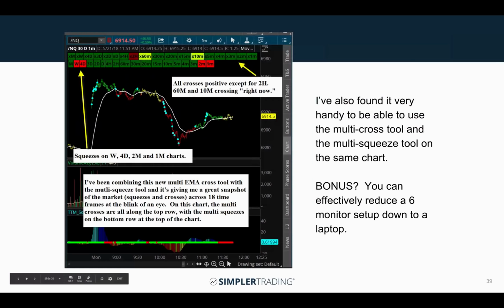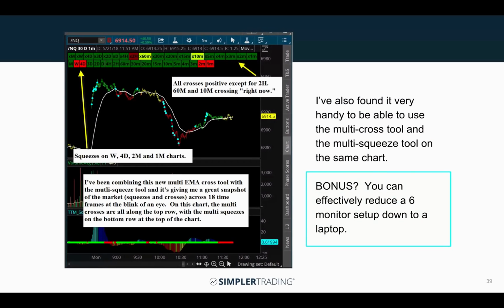And I've also found this, and we just talked about this too, where I do like using this in conjunction with the squeeze. But probably one of the biggest things, and this was an accidental bonus, is that I was traveling not too long ago, sitting there on my laptop in my hotel room, and I suddenly had a huge aha moment. At home, I'm on my office computer at our Simpler Trading office, and I've got 6 big monitors. When I'm traveling on my laptop, I oftentimes miss having all those monitors because I feel like I'm missing out on a lot of the data.